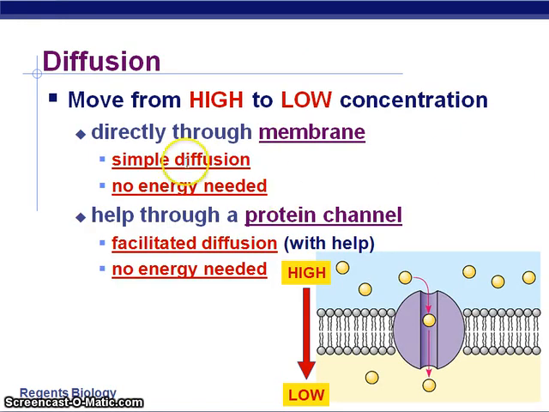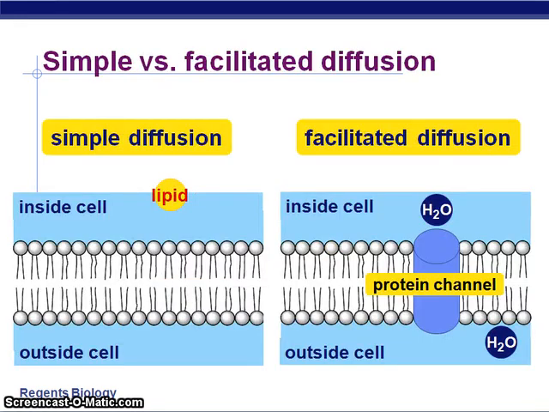So here's the difference. Simple diffusion is moving directly through the membrane. Facilitated diffusion is using help. It's using a protein channel. For both of these, a similarity is that no energy is needed. So here's another example. Simple diffusion over here on the left. A lipid can go straight through the membrane. Water or sugar or amino acids have to go through one of those protein channels for facilitated diffusion.